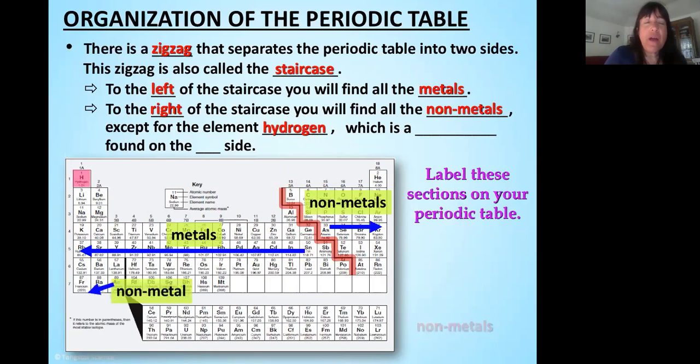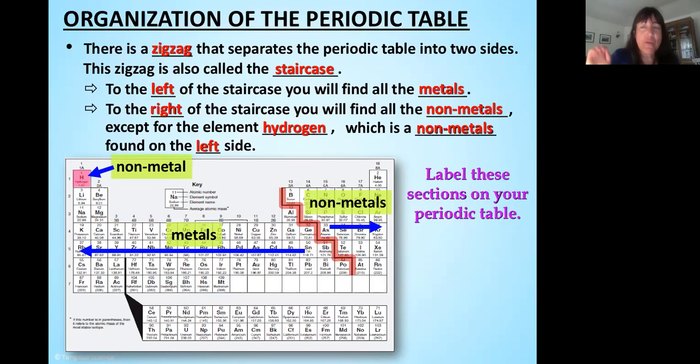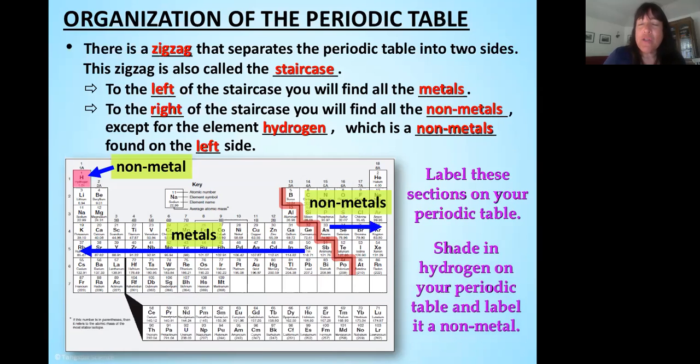So, except for hydrogen, which is a non-metal found on the left side of the periodic table. This is the one exception for metal and non-metal. Please make sure you note that for sure. So you're going to shade in hydrogen on your periodic table, and you're going to label it as a non-metal.